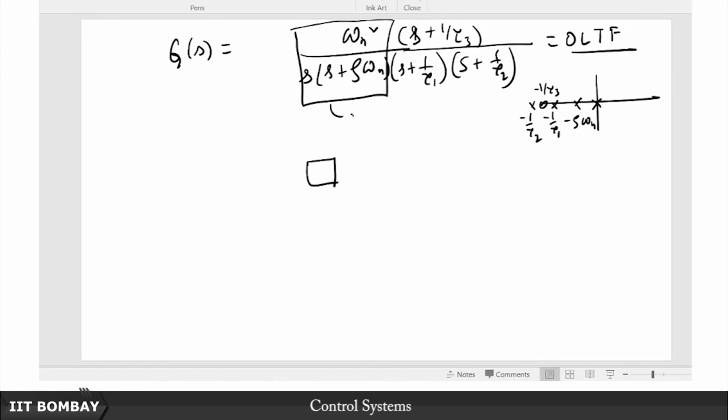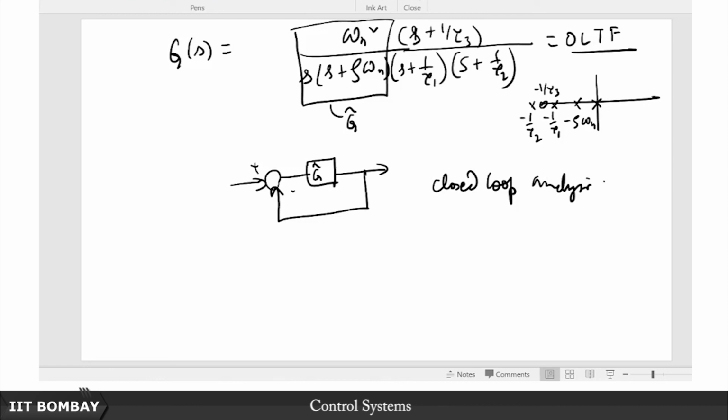So let us call this the g hat, and then plug this g hat in the closed loop and proceed with the closed loop analysis of g hat. But what I am saying is this is something you should absolutely never do, okay, big red cross next to it, okay, you should never do this, okay.